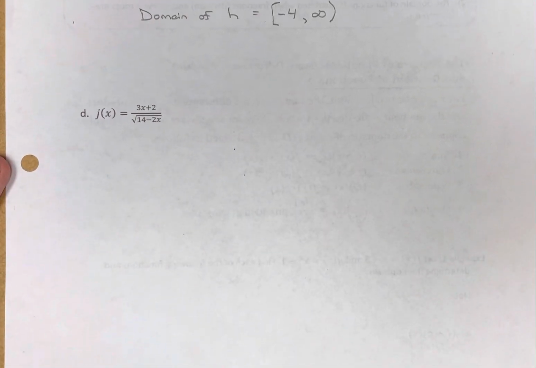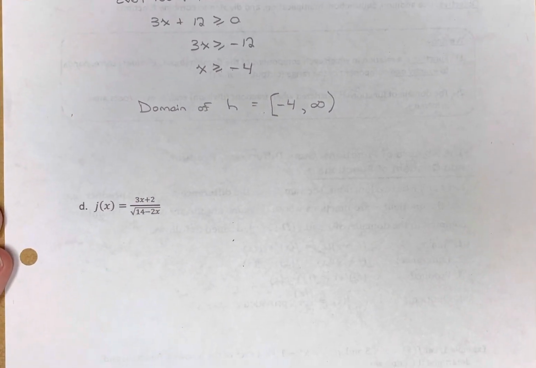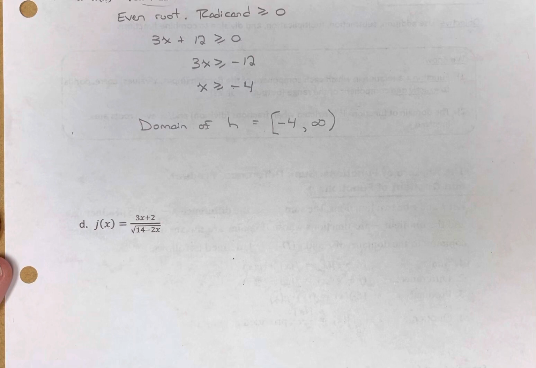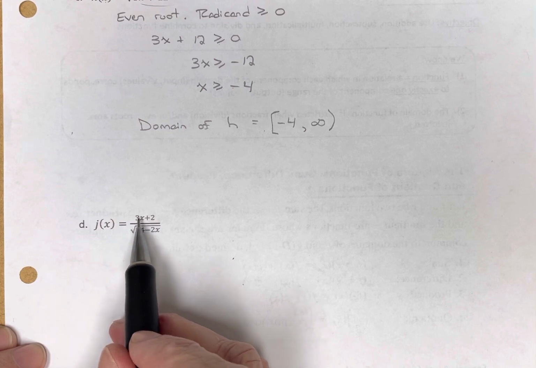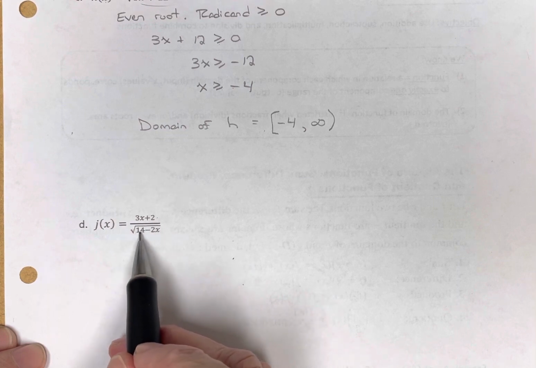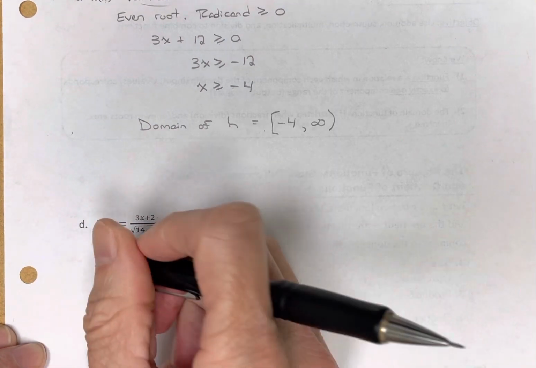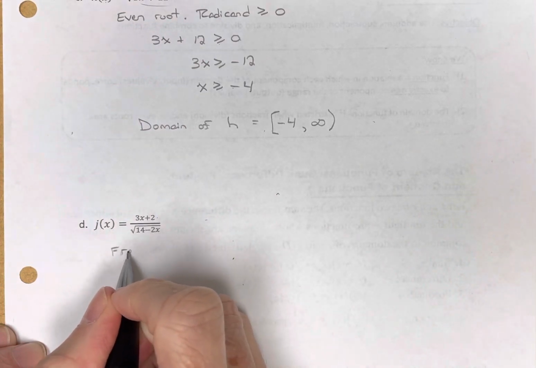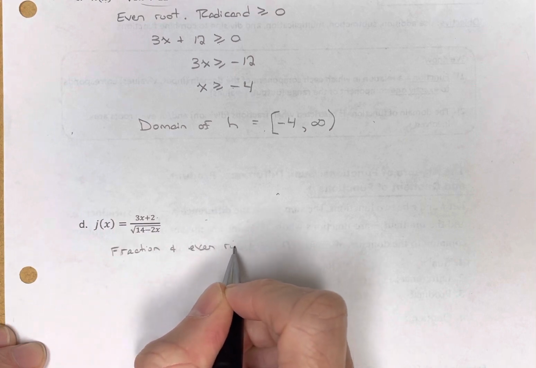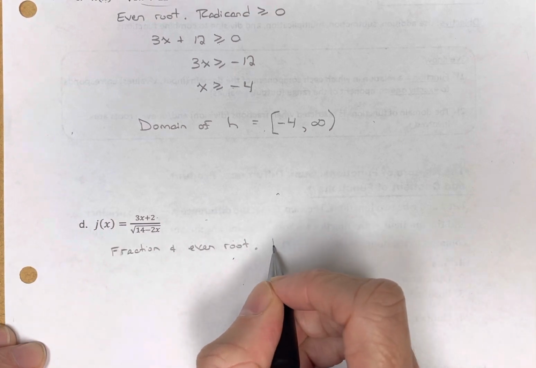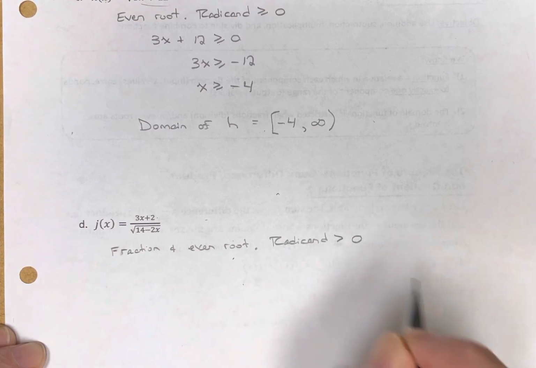Okay, our last example. Let's combine these things, and I'm going to make use of the example above a touch. So our j of x function says 3x plus 2 divided by the square root of 14 minus 2x. Well, we have both a fraction and an even root. Okay, so that tells us that the radicand must be greater than 0.